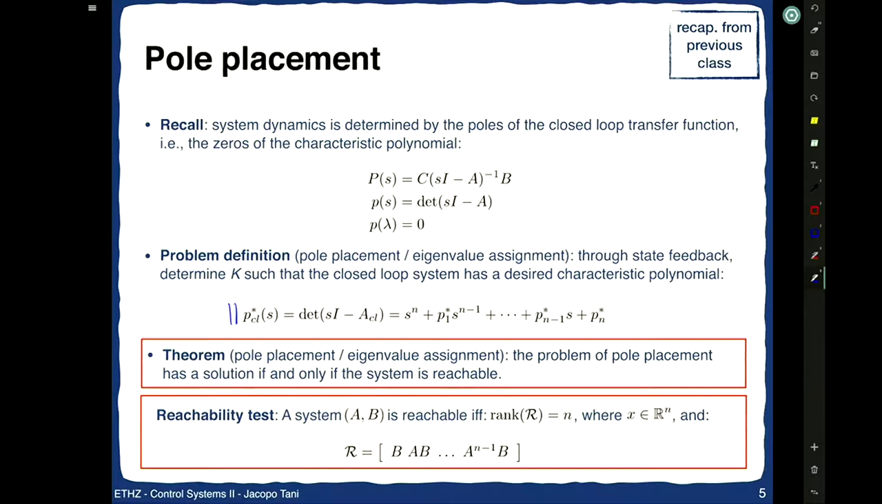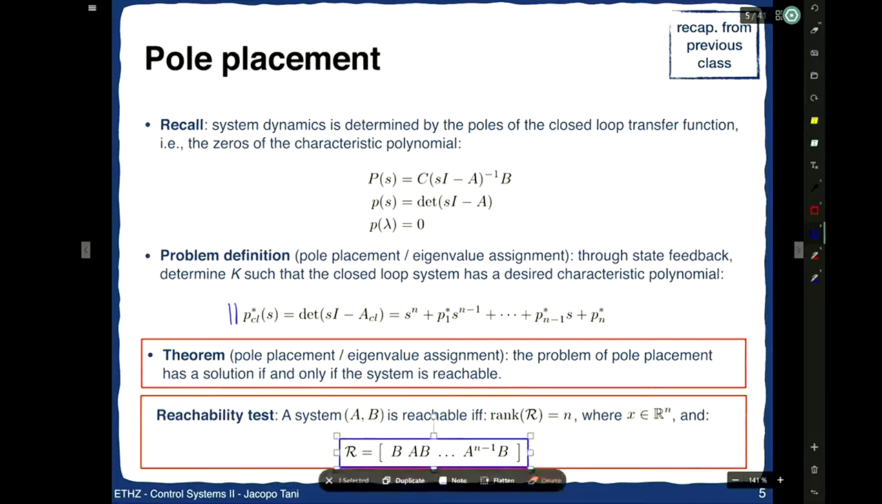That is, the fact that there actually exists a control that allows you to pick your state and move it around as you wish. And we saw that there is an easy test that we can do, and we build something called the reachability matrix that is represented here. And we evaluate the rank of this matrix. And if the rank of this matrix matches the order of the system, that is n, then we're game. We're good. We can do pole placement.